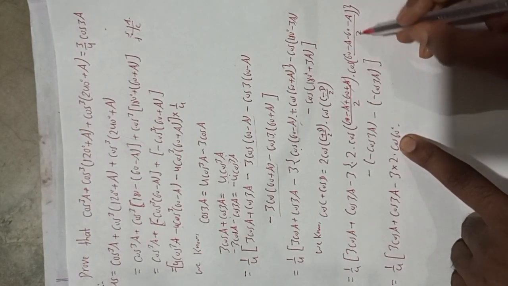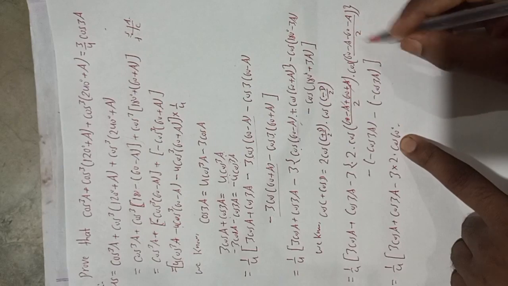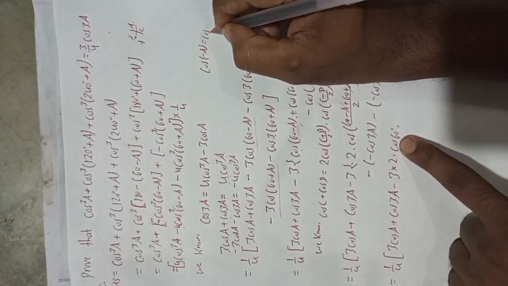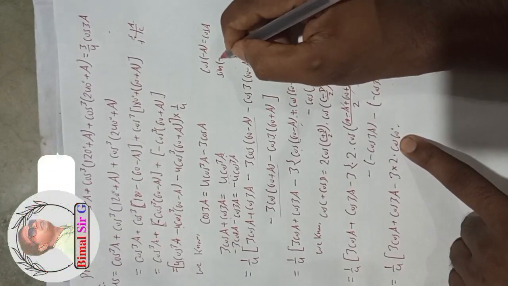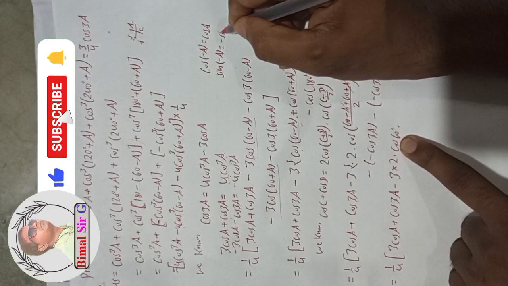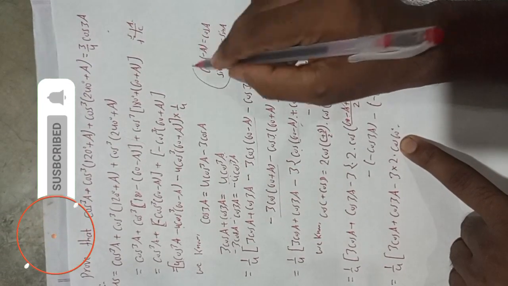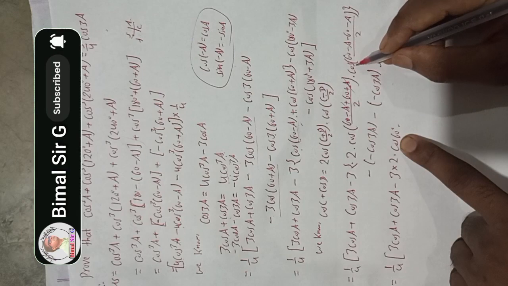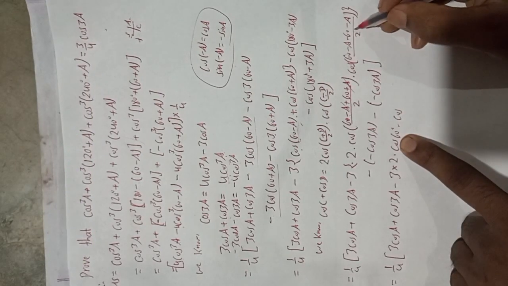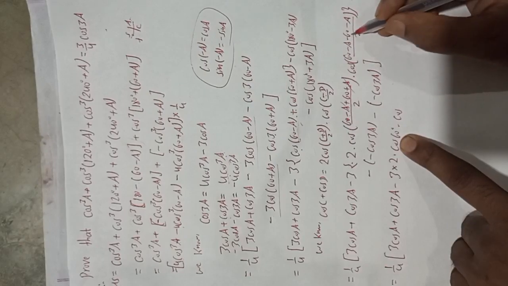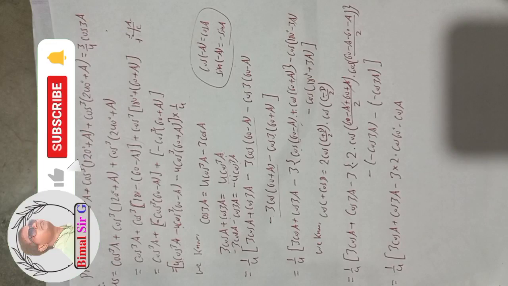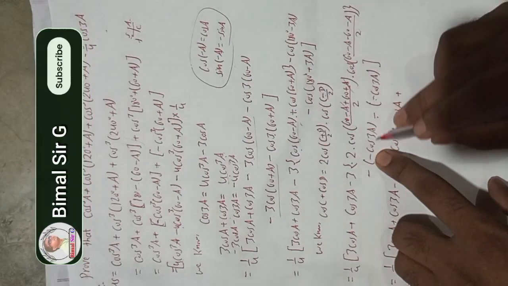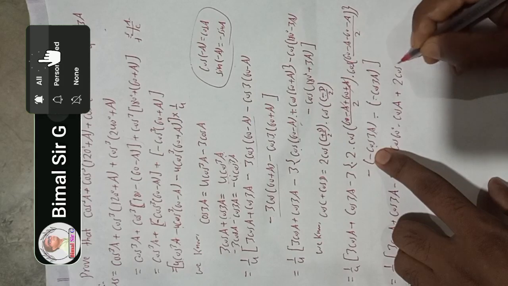So minus 2A divided by 2 is minus A, but cos of minus A is cos A, and sine of minus A is minus sine A. This is the formula, remember this formula. So now we can write here cos of minus A, which is cos A. And now minus minus is plus, so cos 3A plus cos 3A, this is 2 cos 3A.